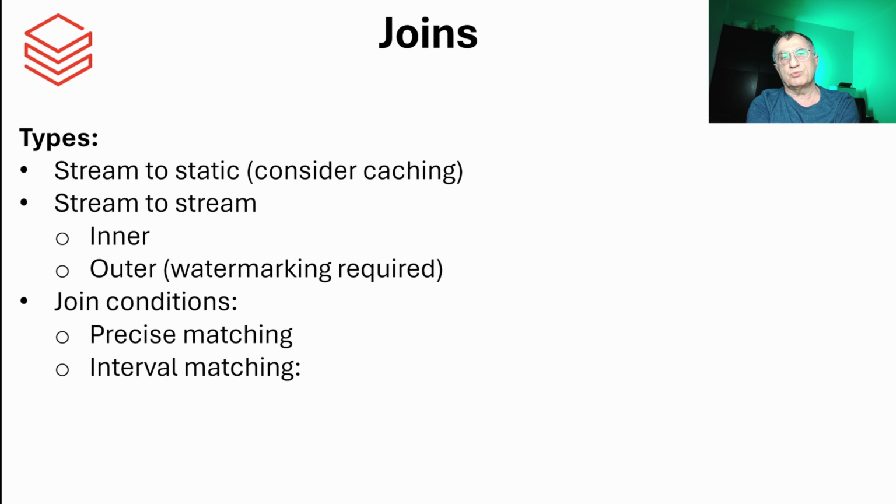As to joining stream to stream, you have to differentiate between inner joins and outer joins. The watermarking that we have been talking about earlier applies to joins as well, because joins are stateful transformations. However, for inner joins, watermarking is not required, whereas for outer joins, you need to provide watermarking for both queries. Another thing to know when you're joining streams is, besides providing precise matching, you can also provide an interval matching condition. We're going to explore this shortly.